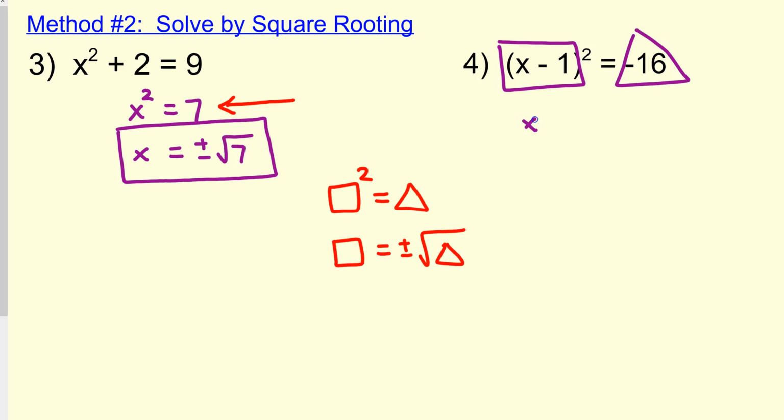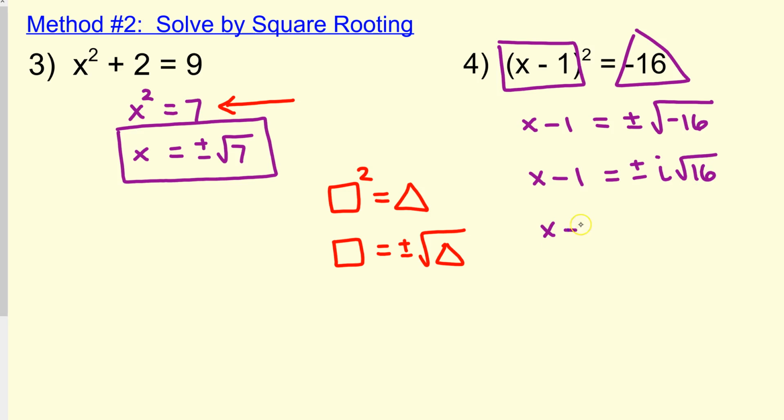So that will give us x minus 1 equals plus or minus square root of negative 16. Now let's go ahead and simplify the square root of negative 16. Remember, anytime you see the square root of a negative, you know it's an imaginary number, and the first step is to change it to the notation using i. So we have plus or minus i times square root 16, and square root 16 is 4. So we have x minus 1 equals plus or minus 4i. And then the last step to get x by itself is to add 1 to both sides. So x equals 1 plus or minus 4i.